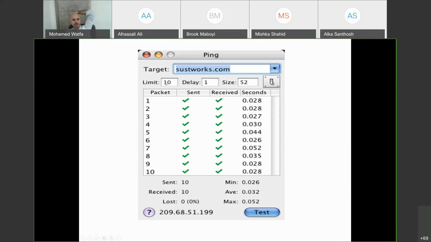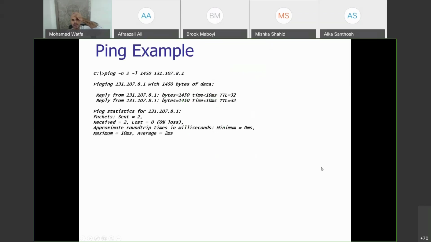Of course, you could specify how many packets you want to send as well. So this is an example of a ping command. You could see ping. Let's look at this real quick. You could see -n 2, 1450, and then the IP address.